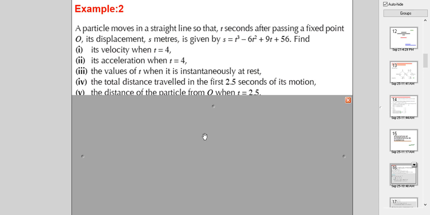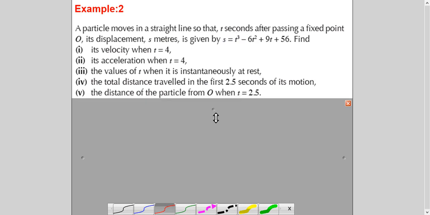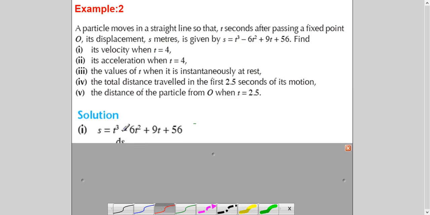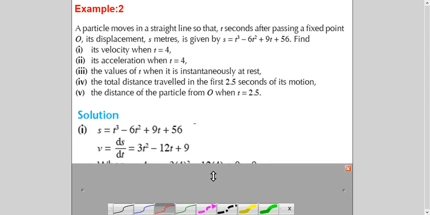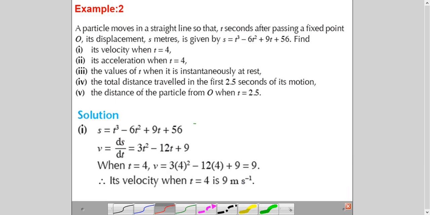So we don't have a velocity equation. It means we will differentiate it. So let's see after differentiation, and I'm sure you know how to differentiate a polynomial equation, it's 3t squared minus 12t plus 9, right? So you will put t equal to 4 in it and you will get the velocity, which is 9 meters per second.